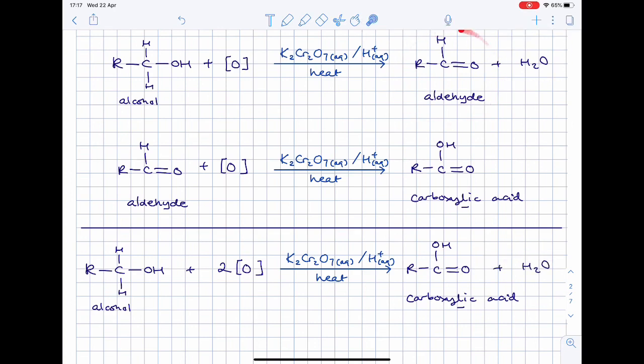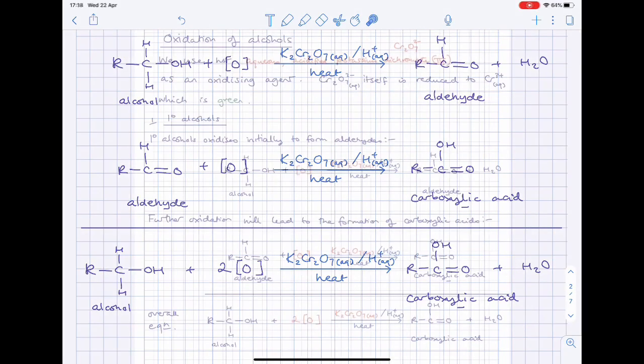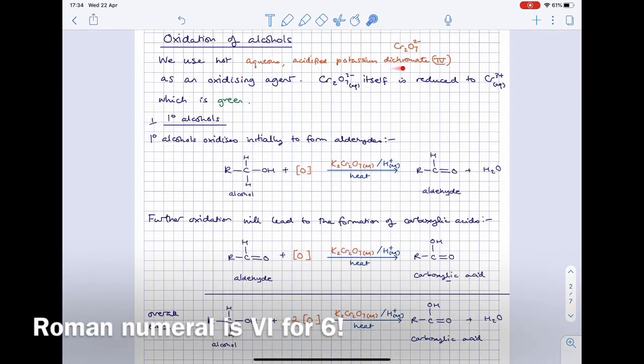Now, there's an aldehyde on the right-hand side on the top equation, but there's an aldehyde on the left-hand side on the bottom equation, so they would effectively cancel each other out on either side of the equation, so they don't appear in the overall equation. So the overall equation for the oxidation of a primary alcohol to the carboxylic acid is this, and we have 2 lots of oxidizing agents, and this water came from the first step. So we use hot aqueous acidified potassium dichromate, which has the active part being the anion, and this is actually orange to start off with.